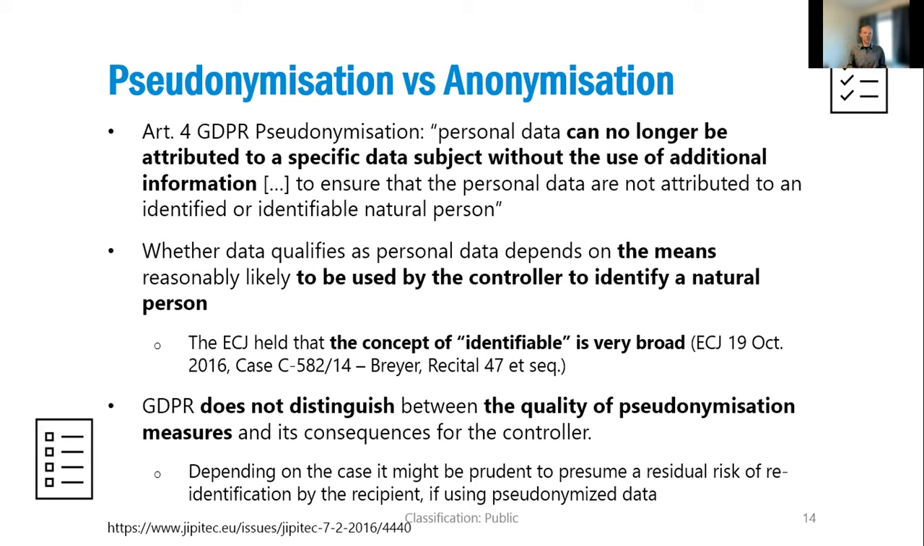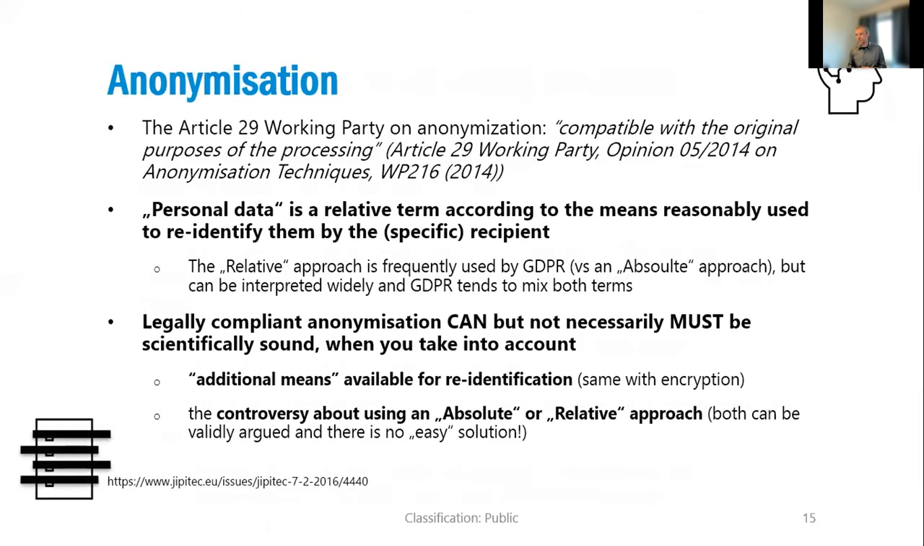And that also establishes that the GDPR does not really distinguish the quality of a pseudonymization measure, as we already heard from Rudy and Tanya, how you can actually achieve pseudonymization or anonymization of a data set. It's left open how such a process should be conducted so that you really get certainty of your result. In the end, depending on your use case, it might be prudent to still presume a residual risk of re-identification by a data recipient if you use pseudonymized data, because on the other hand, there is an open discussion when a data set can really be regarded as anonymized or pseudonymized from a legal perspective. But I'll get to that a little bit later.